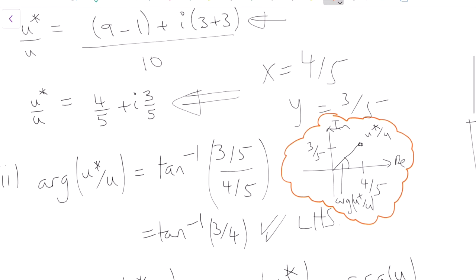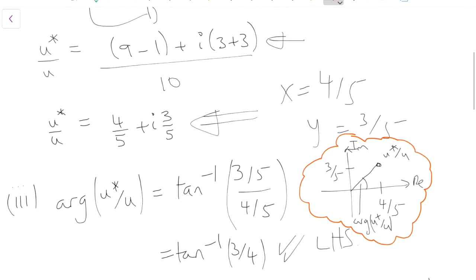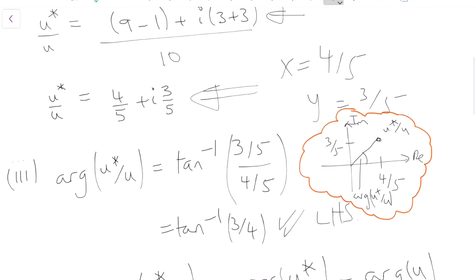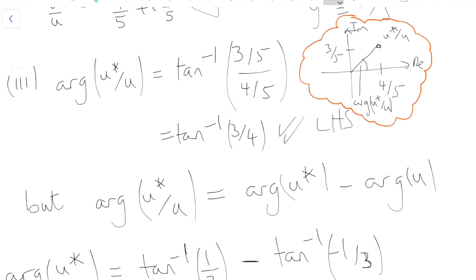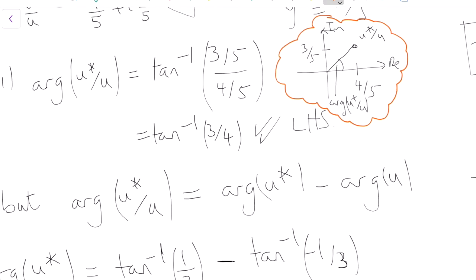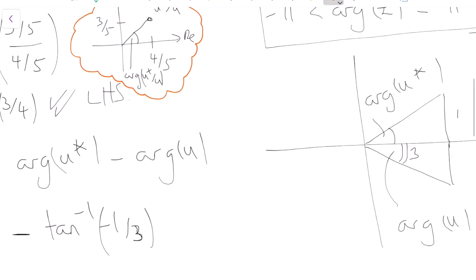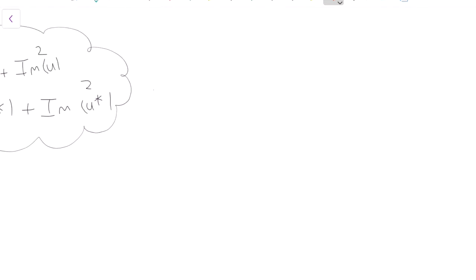Right. There we go. So now, where do we get the tan inverse of 1/3, and twice tan inverse of 1/3, in the question? Well, we know that the argument of u star over u is the argument of u star minus the argument of u. And if you require a proof of this, well, here comes the proof. Let me do it here.